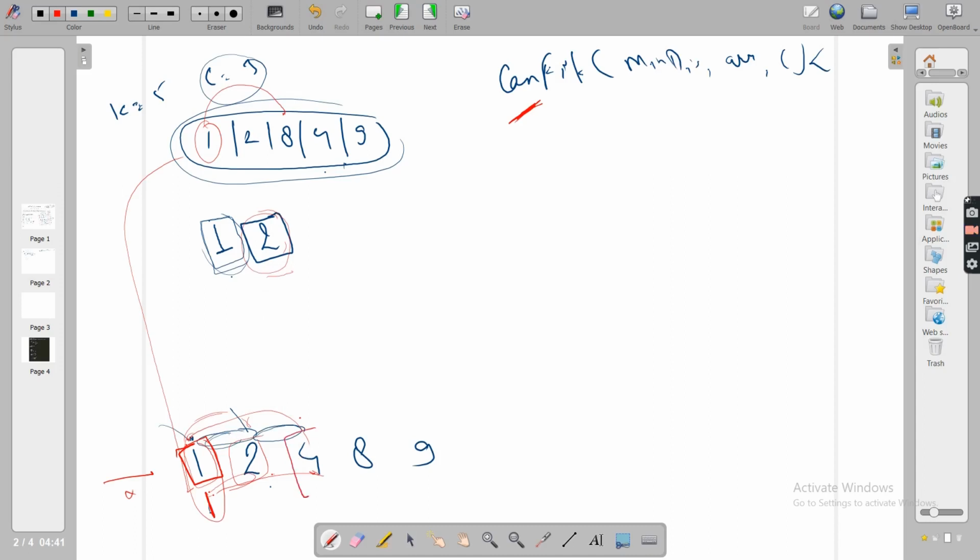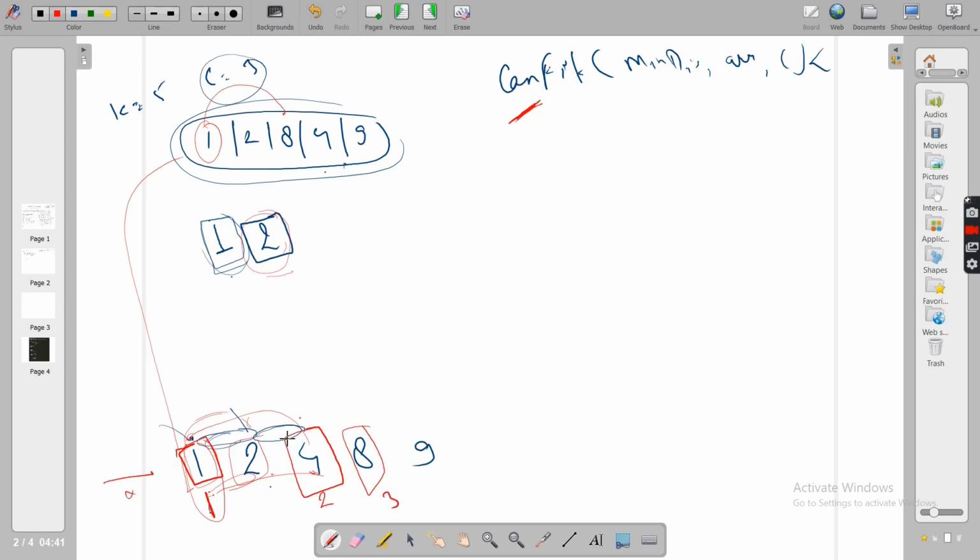So obviously you can put your second cow here. So second cow you'll put here. What about the third cow? You can put the third cow here. 8 minus 4 is greater than 3. The distance is greater than or equal to 2. Third cow you can put here.